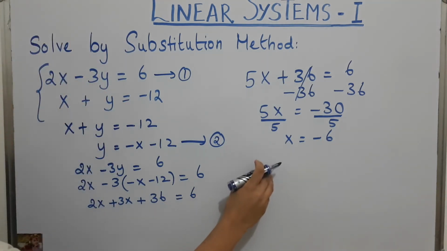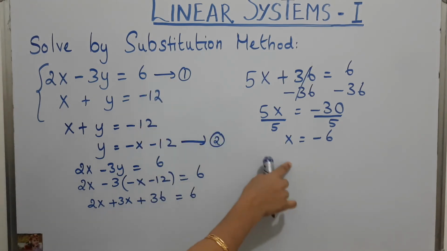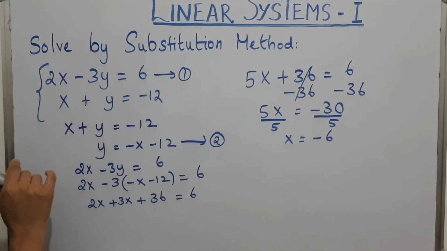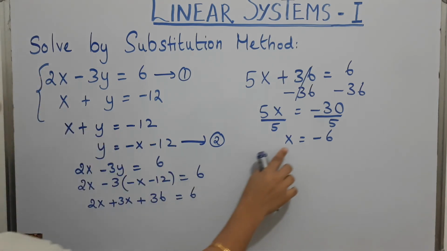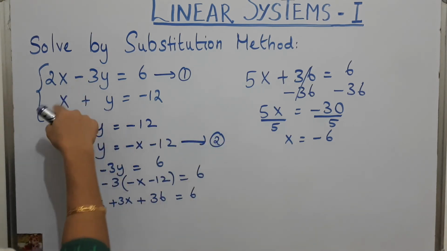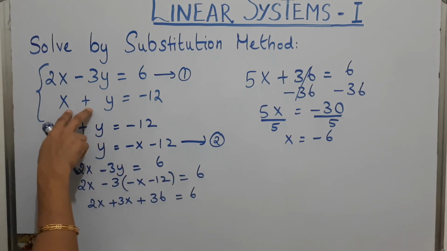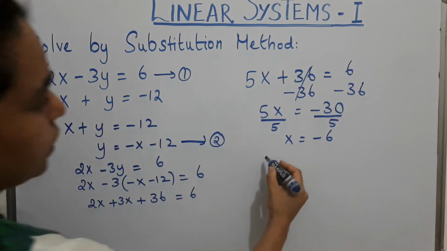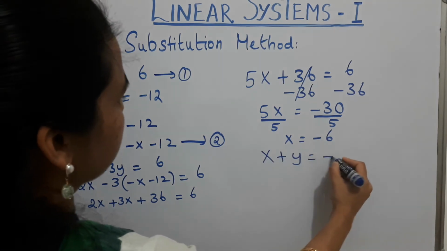Now you have to find the value of y. So for that you have to substitute the value of x in any one of these two original equations. Okay, so these are the original equations. So now you have to substitute the x value in any one of these two equations. Both of them will give you the right answer. Okay, let us choose the second one, because it's simpler, so x plus y equals negative 12.